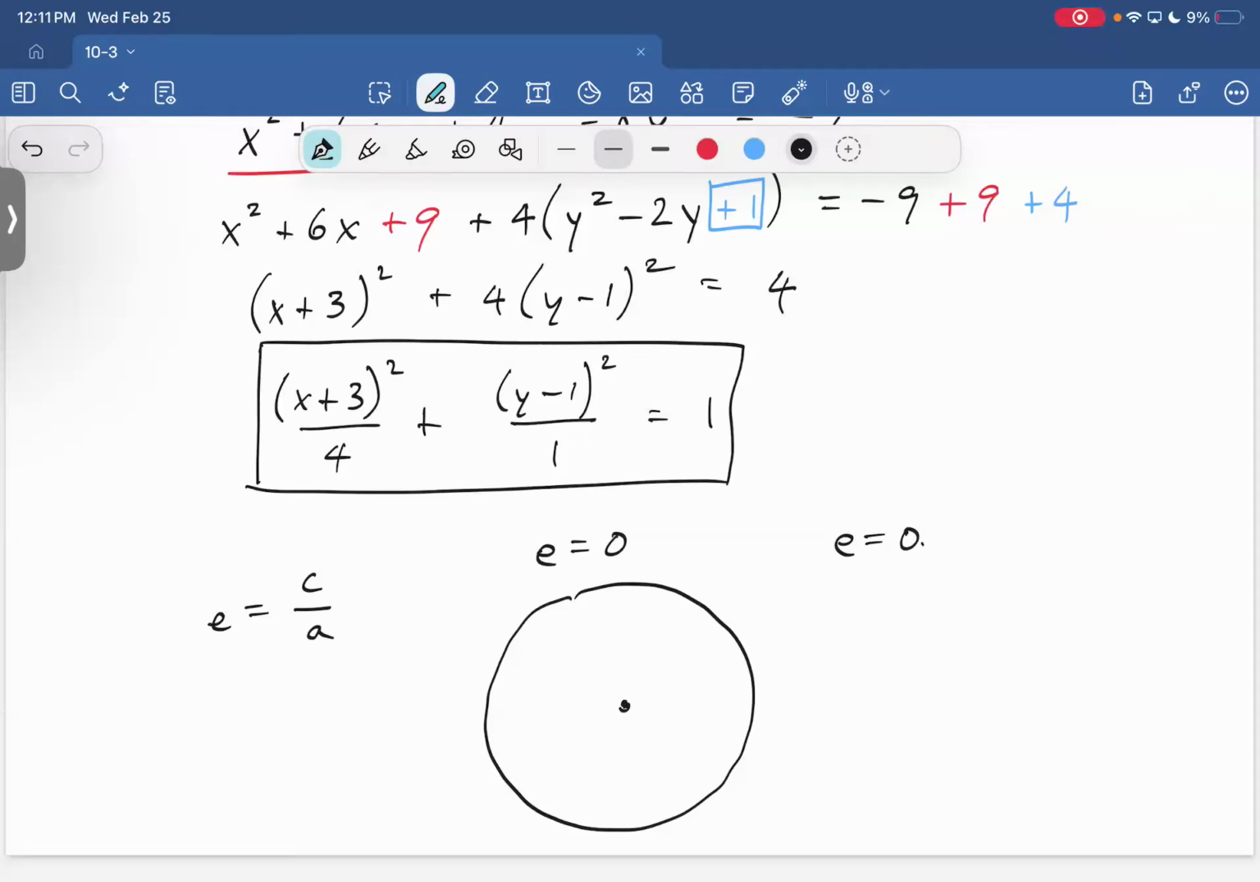Eccentricity 0.5. So as eccentricity increases, it becomes more oblong. You guys know that word? Oblong. So this is 0.5. And then as eccentricity approaches 1, it just gets more and more flat.